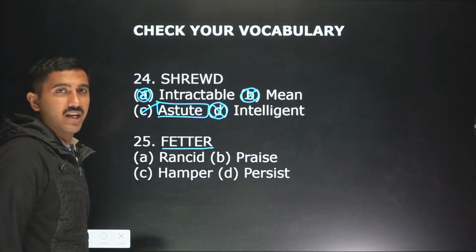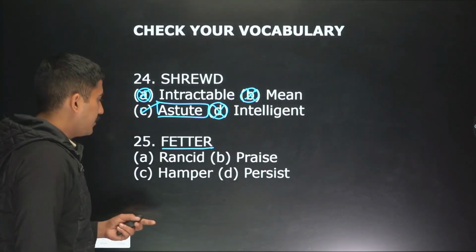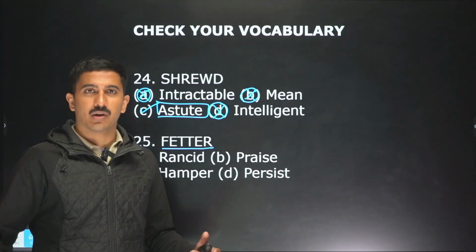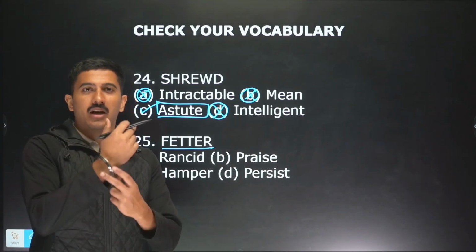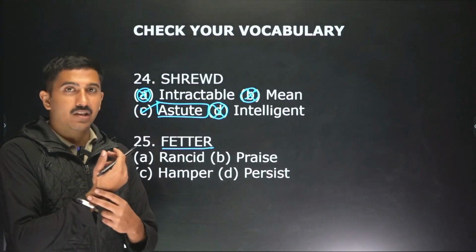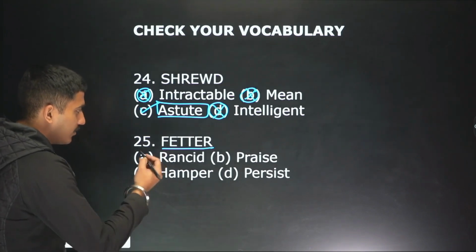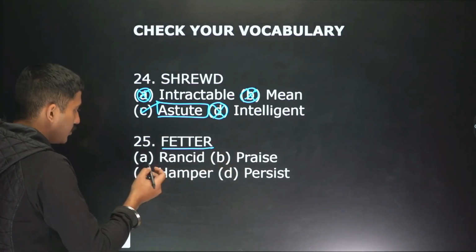Now next we have fetter. Okay. Now what exactly is a fetter? Does anyone know? Obviously you cannot answer right now because it's a recording, right? A fetter is usually a kind of chain that is tied around the legs of a prisoner. Okay. Now that is basically so that they cannot escape. Okay. Now, if you check the options here, now you know the meaning.